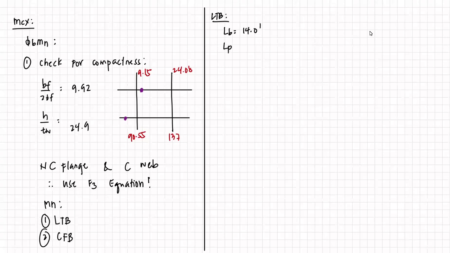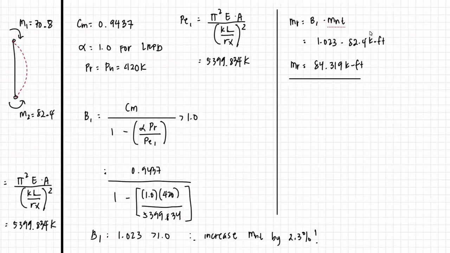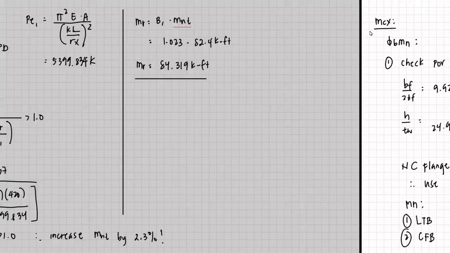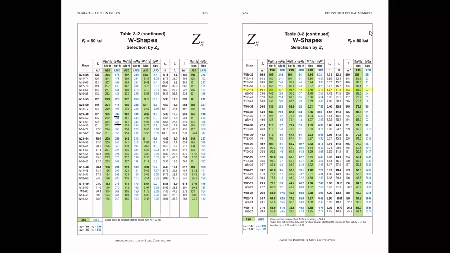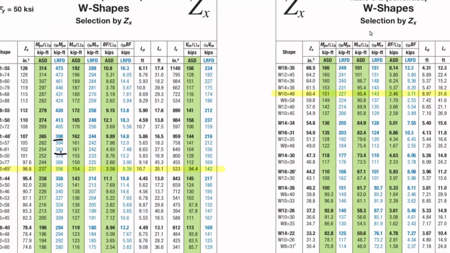Okay, so calculate natin si Lp at Lr. Pero we have table 3-2. Check na lang natin dito. So, we need W12 by, what is W12 by section nga natin. I forgot our section. 12 by 65. So dito, 12 by 65. Ah, so 12 by 65 is this. Yan. So ang Lp and Lr natin is 10.7 tsaka 35.1.